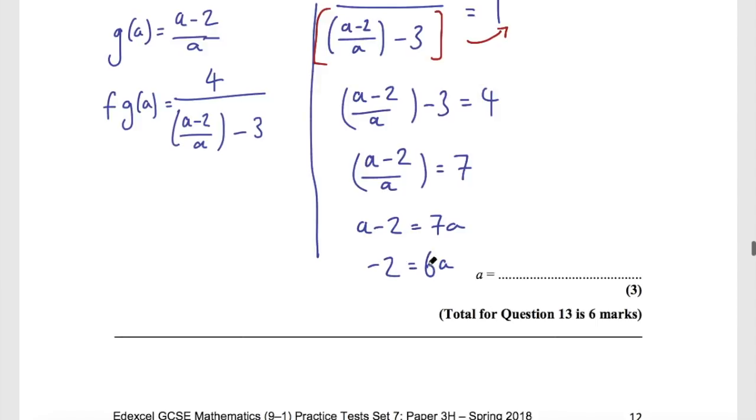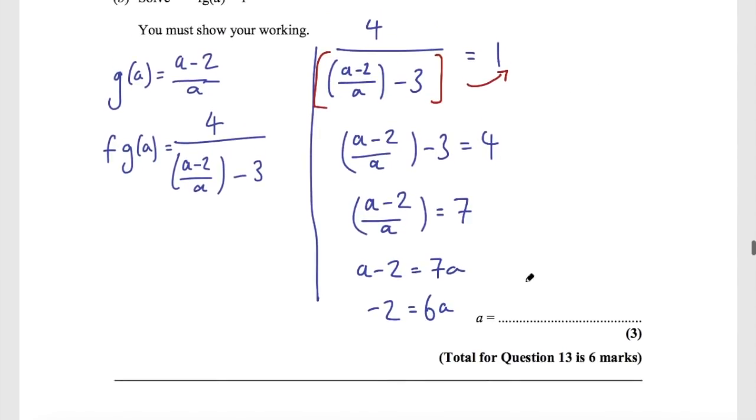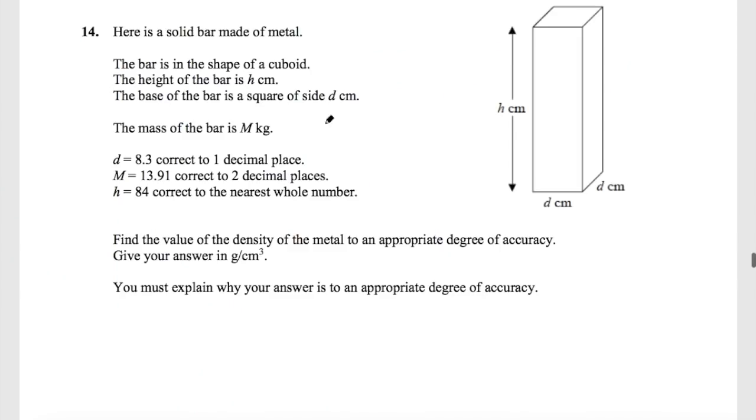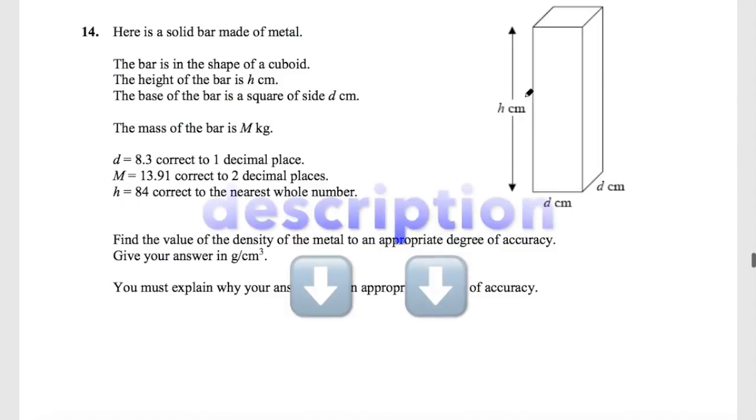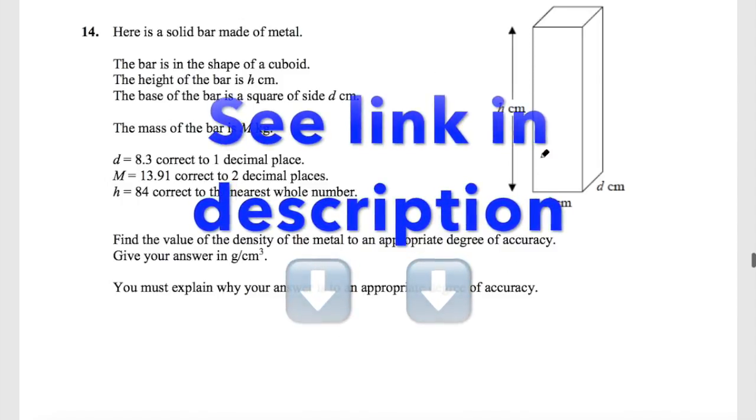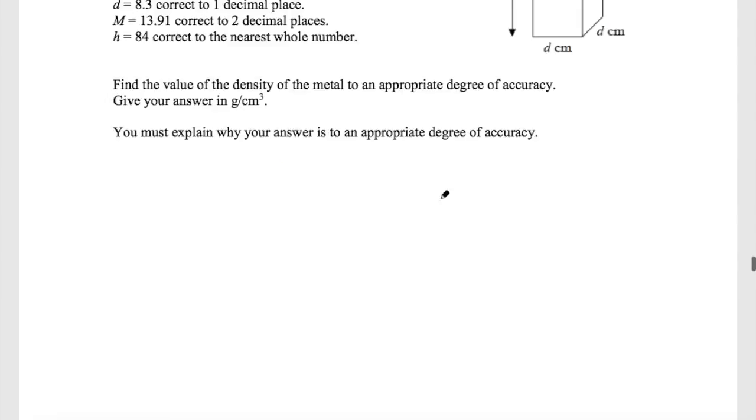And if minus 2 equals 6a, then a must equal minus 2 on 6. And that simplifies to 1 on 3, so minus 1 on 3. So a equals minus 1 on 3 for part B. Question 14, I have actually answered in another video, so check the description for the link to the answer or the walkthrough to this question.